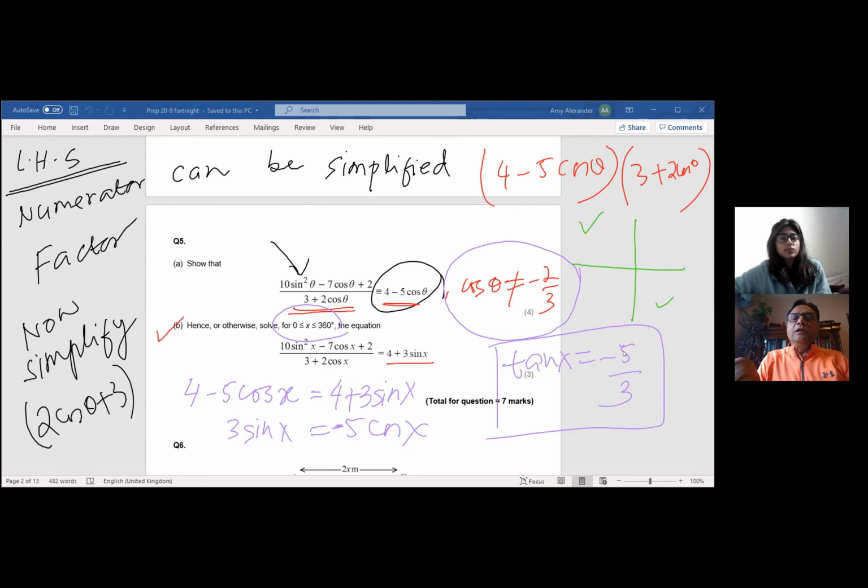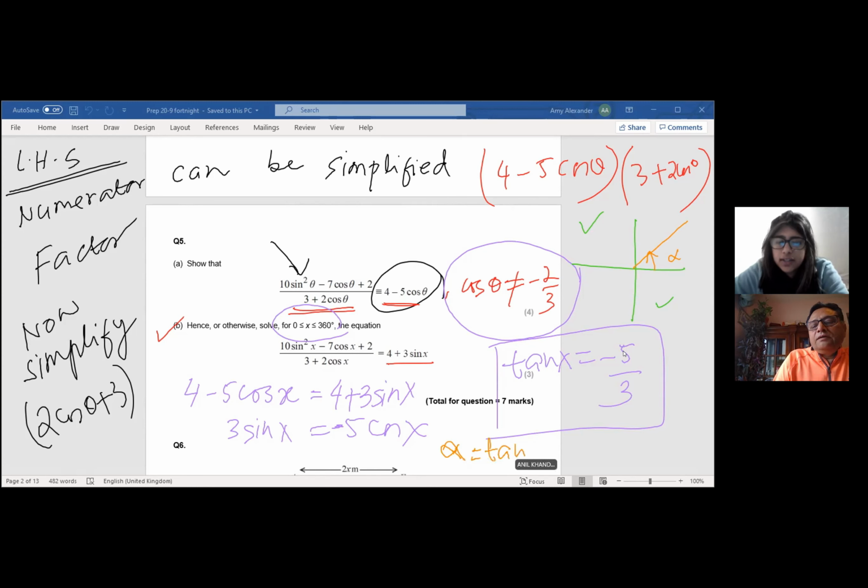If you want to find, you can find the related acute angle alpha, right? So it would be tan inverse of 5 by 3, which is 59 degrees. So the values will be these values. 180 minus that, which is 120.96. So 121 degrees, and then add this, right?